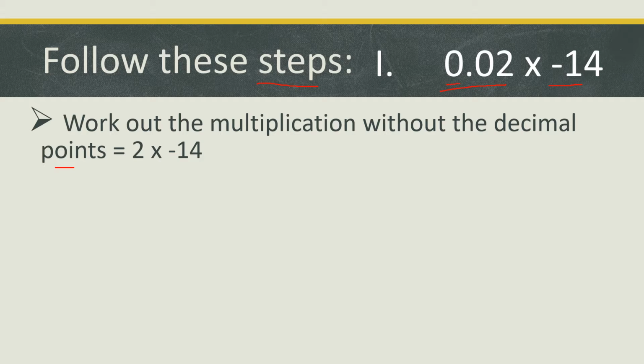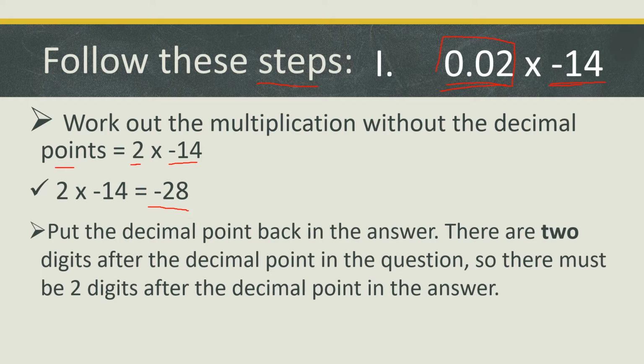So 0.02, we take out the decimal point, so we'll get 2 multiplied by negative 14. Then we'll get negative 28. So we can't forget the decimal point yet. We need to add it to our answer here, negative 28.